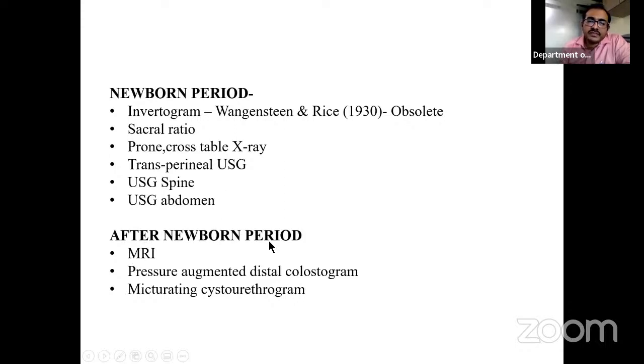Then after the newborn period is over, once we stabilize the patient and do the stoma, before the definitive repair we can do an MRI to look at the anatomy. It is not very commonly done. It is done only in special circumstances where the presentation is atypical. Then pressure augmented distal colostogram. This is done in all patients who have had a colostomy in the neonatal period. Then micturating cystourethrogram. Whenever the patient has hydroureteronephrosis on ultrasonography, we do a micturating cystourethrogram to rule out vesico-ureteral reflux.